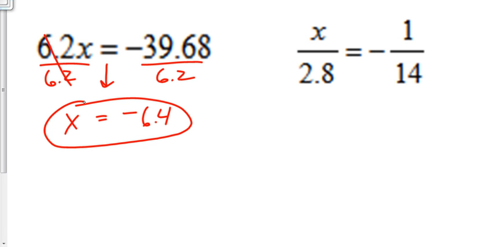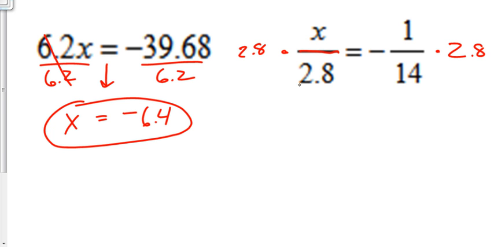Okay, now this next one, again, focus on the side of the variable. I'm going to focus on my 2.8, not my 14. So here's my 2.8. Now this line right here means divided by. So the opposite of division is multiplication. So I'm going to multiply both sides by 2.8. Whatever I do to one side, I have to do to the other.